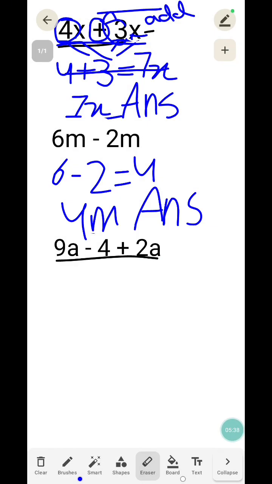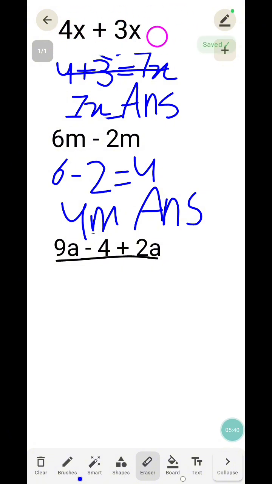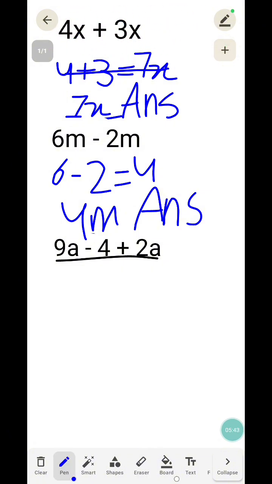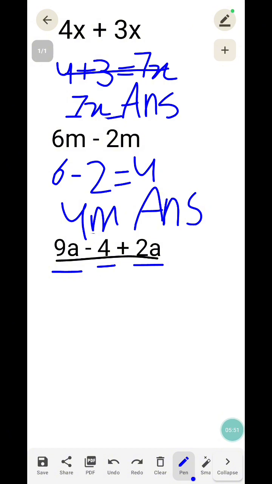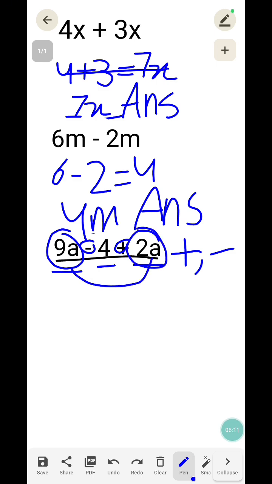Okay, I'll just erase this additional thing as well. Okay, so now we have 3 terms, 1, 2 and 3: 9a minus 4 plus 2a. Have you noticed that we are going to do 2 operations, plus and minus here? First we will solve these two because these are like terms. See, they have the same variable, they have the same power.